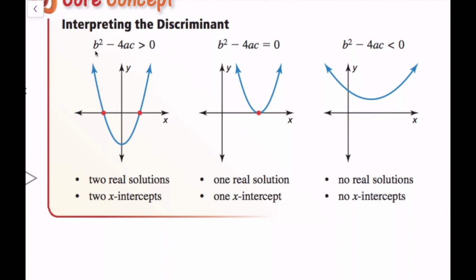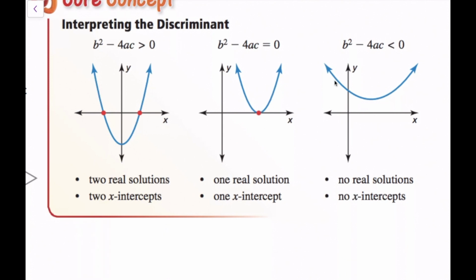So in this case, if the discriminant is positive, that means that the graph will go through the x-axis twice. If the discriminant is 0, that means that the graph will just touch the x-axis at one single point. It won't go below it.